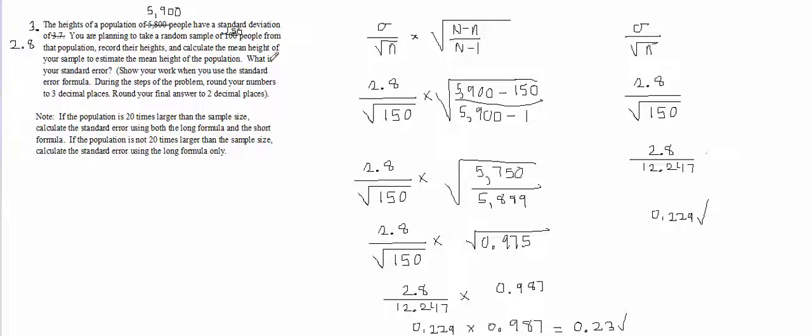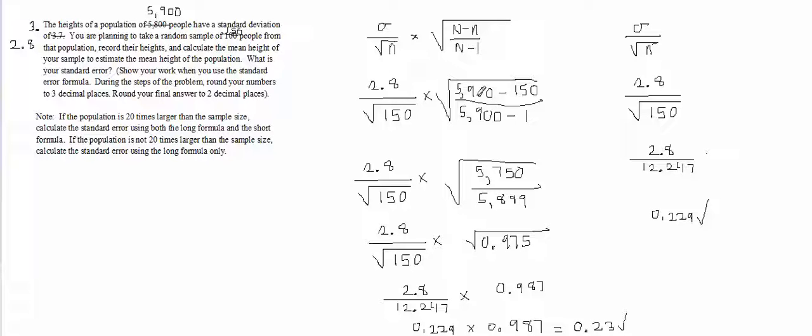So when you see a problem like this, when the population standard deviation is provided, you'll just go to the formula, you'll plug in the population standard deviation, which I did here, it's 2.8. You'll plug in the sample size. In this question, it says I'm planning to take a random sample of 150 people, so my sample size is 150. It says the population I'm sampling from has 5,900 people, so my population size is 5,900. So I just plugged in all of the numbers into the formula, and all of those numbers just came from this paragraph. They were all provided to me in the question.